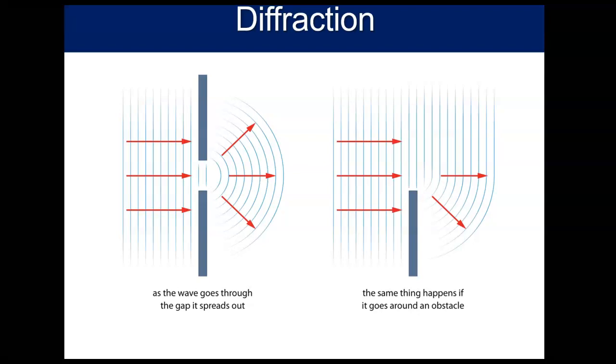And notice it doesn't have to be a perfect gap. If you look at the picture on the right, you can see a wave coming in from the left, and it hits like a corner of a wall, and it still spreads out around that opening. Okay, so this spreading out effect is what is known as diffraction.